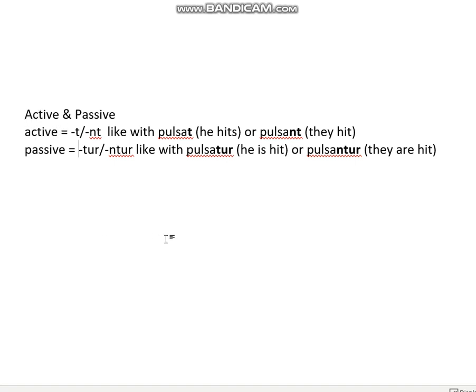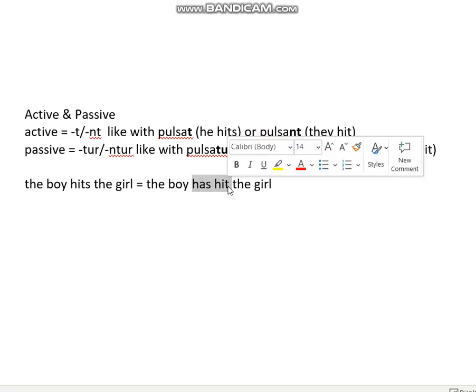And so a lot of times when someone tries to turn an active English sentence like the boy hits the girl, they turn it into a past tense sentence. They turn it into the boy hit the girl. So the boy already hit the girl. He did it yesterday, or has hit the girl, or something like that. This is not a passive sentence. This is an active sentence. Why? Because the boy, the subject, is the one doing the hitting.